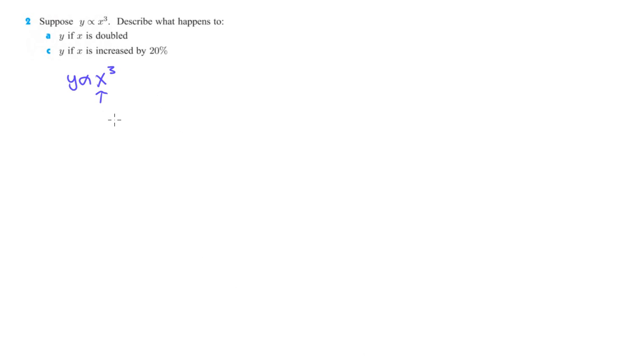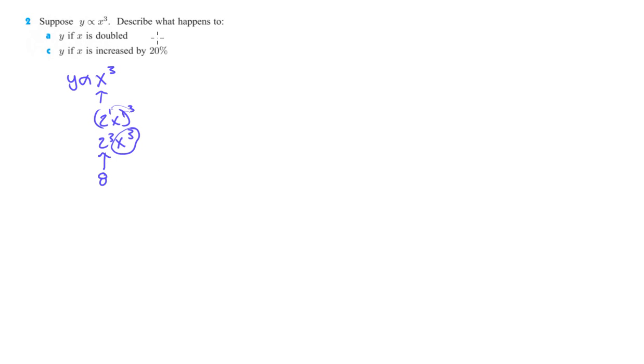I like to think of it as this. So really what's going to happen, it's going to be 2x cubed. So if we double this x, we distribute this 3 to both of these powers here. So that's 2 to the third, x to the third. So there's still our x cubed, but by doubling x, the y is actually going to get multiplied by 8.